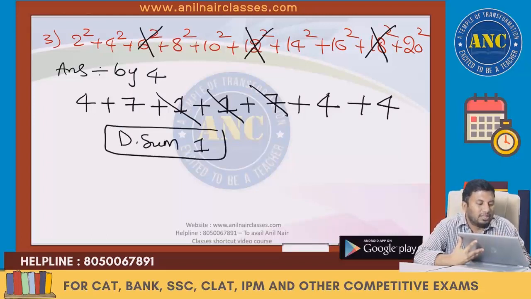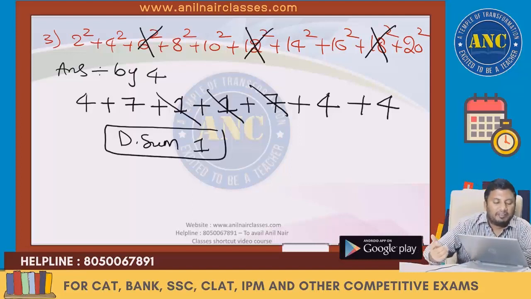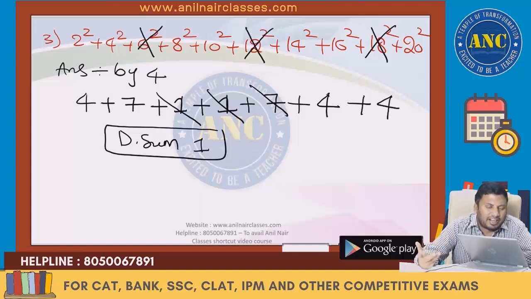19 digital sum is 1. The answer should be divisible by 4 and it should give a digital sum 1. Options are there. Delete the digits whose sum is 9. If you are getting a digital sum 1 and the number is divisible by 4, that itself is the answer. Again, second time I am explaining.